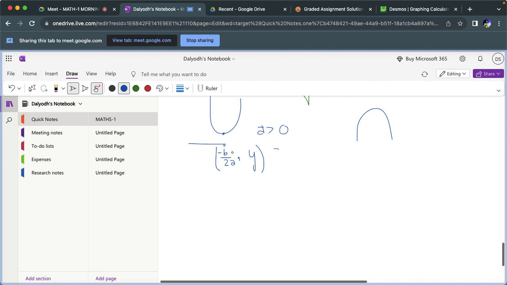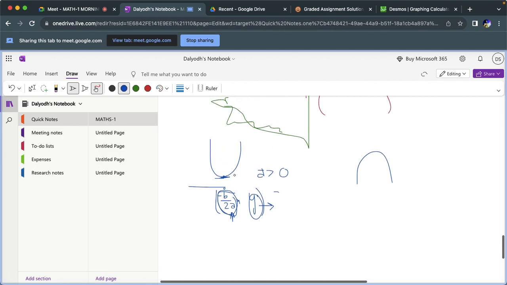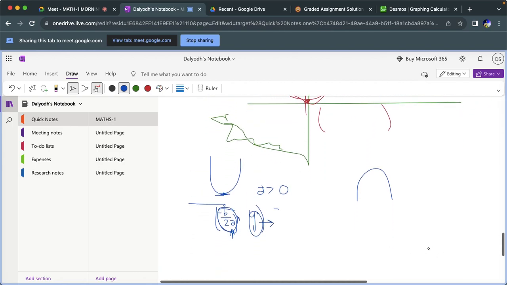The point is called the minima, and the value you get when you find y is the minimum value. This is the point where you get the minima, and the value you get is the minimum value. That's the only thing. In the case of a less than 0, you get the same thing.